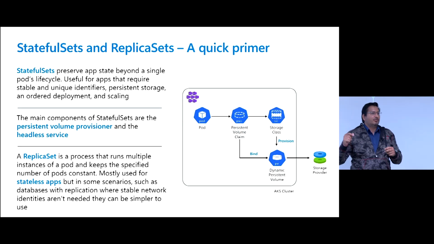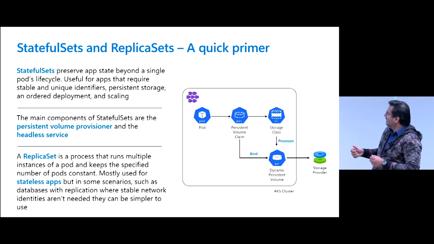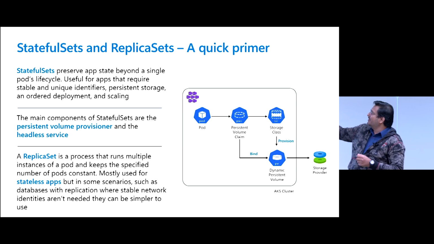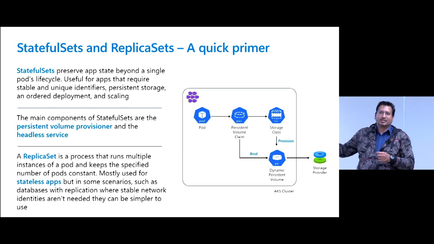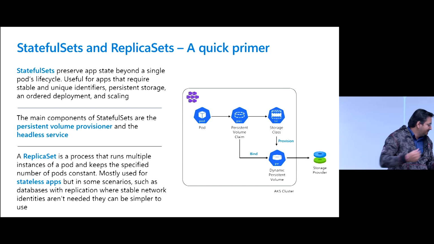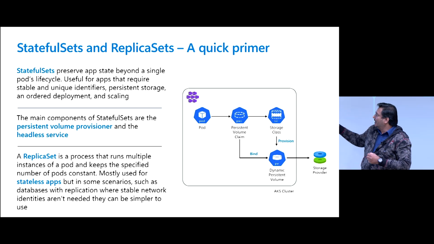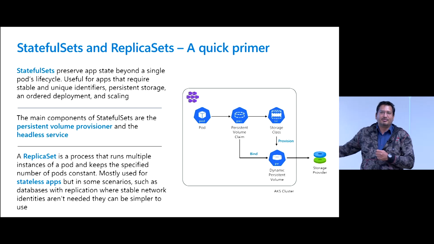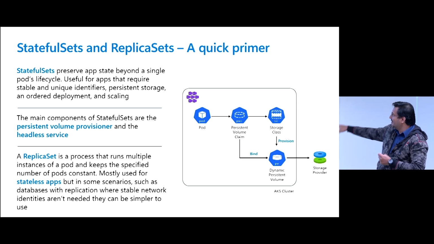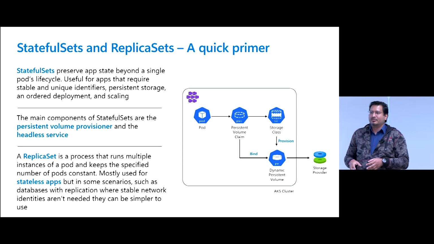So a quick primer on stateful and stateless workloads. We've got StatefulSet and we've got ReplicaSet, which are basically Kubernetes API objects. We'll start with ReplicaSets because that's the simplest one, even though the sequence is the other way around. So a ReplicaSet is essentially for stateless workloads, right?